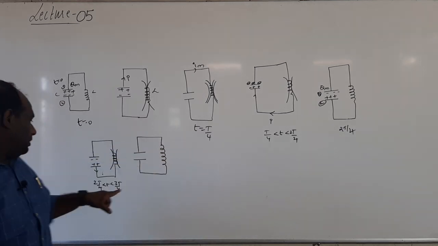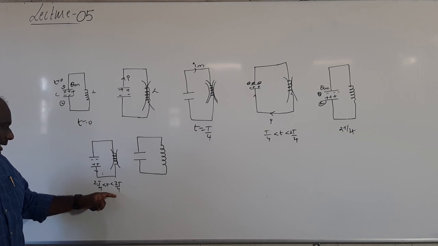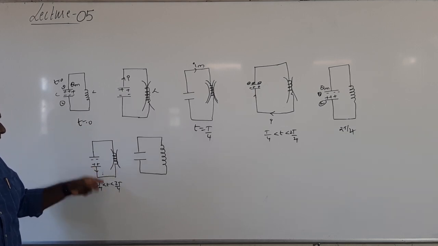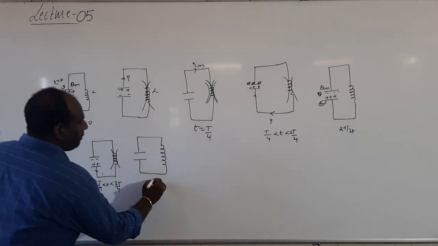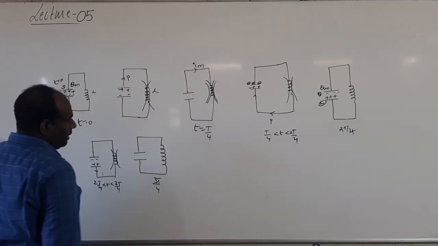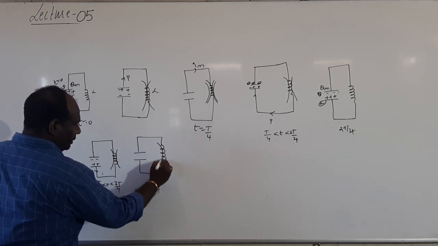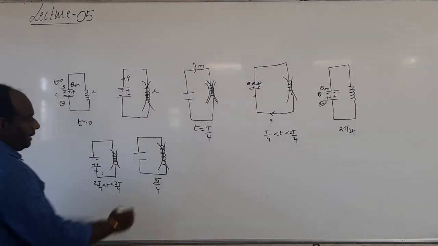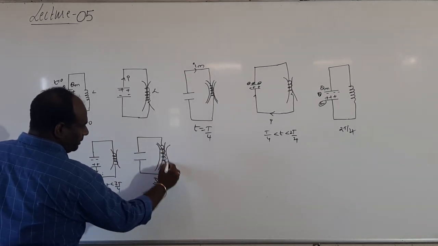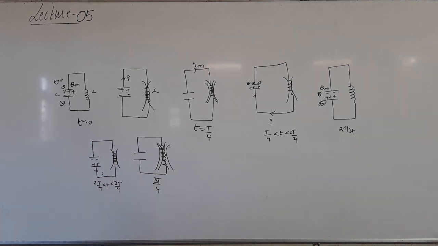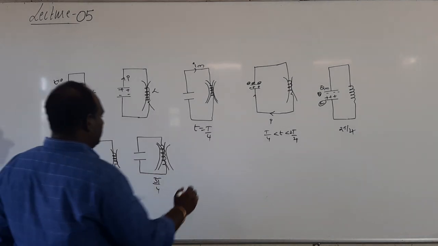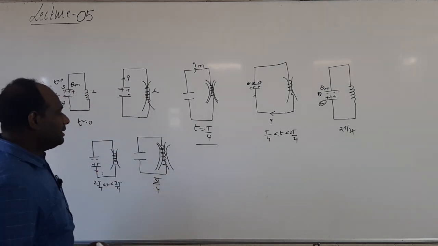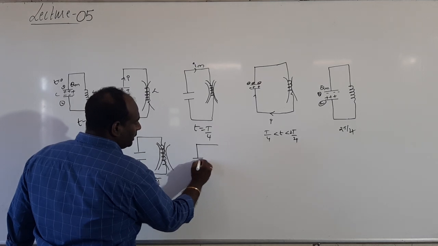From 2t/4 to 3t/4, the capacitor keeps on losing the charge in the reverse direction. At 3t/4, what do we observe? The capacitor completely loses the charge and the inductor is completely charged. Now, after 3t/4, once again what will happen? The capacitor starts losing the energy, the inductor starts losing the charge.